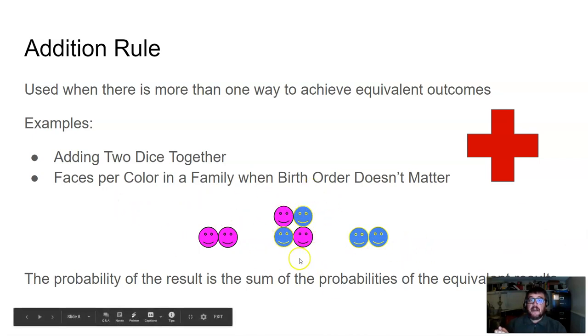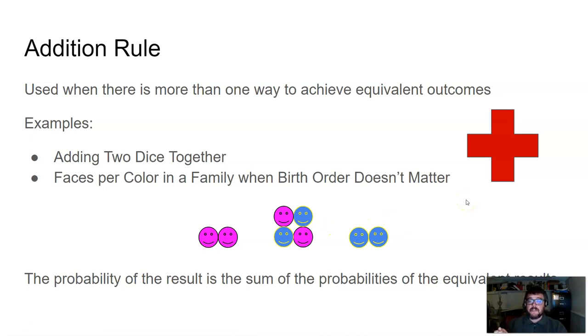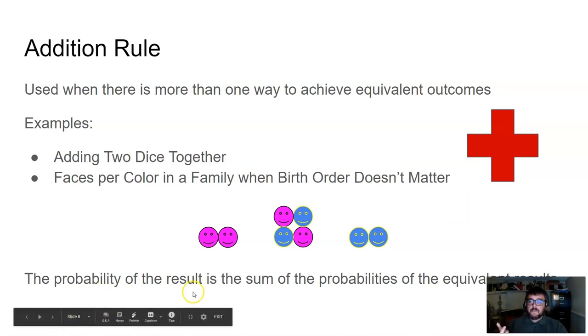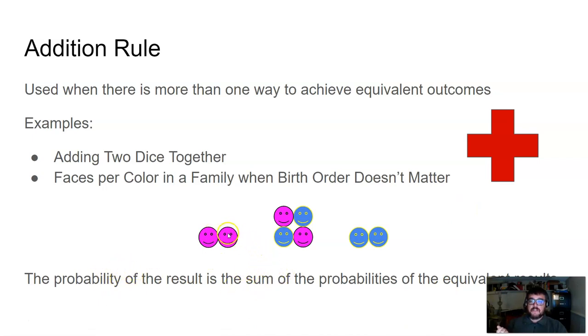Or another way of saying it is that half of the families should be a mix, a quarter of the families should be all pink, and a quarter of the families should be all blue. If you took an A in biology, you recognize this as the result of a heterozygous cross with a Punnett square. And so the probability of the result, in this case, is the sum of the probabilities of the equivalent results. And saying it that way works more generally when these two aren't necessarily equally probable.